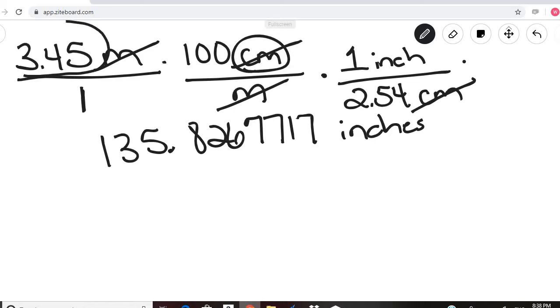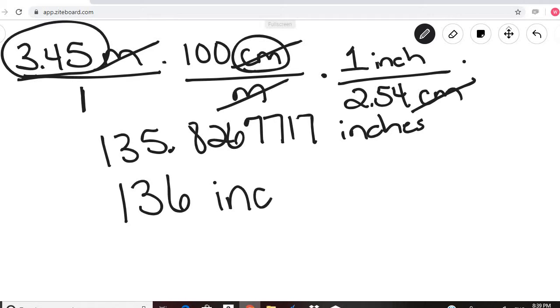Okay, so then we have to look at our significant figures. These conversion factors are deemed to have infinite precision, and therefore an infinite number of significant figures, even though we don't write them all. So we look at the 3.45, so that we can have 3 significant figures. So that means that this would be 136 inches.